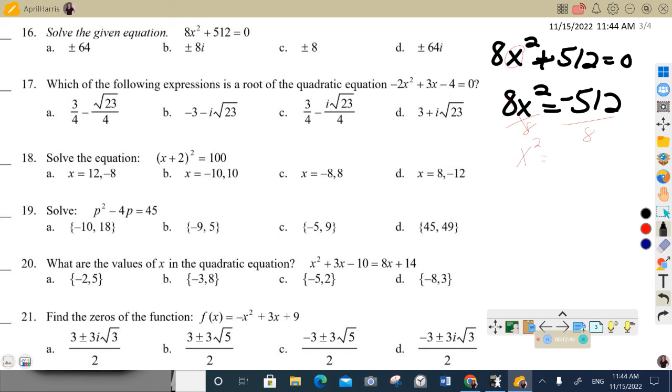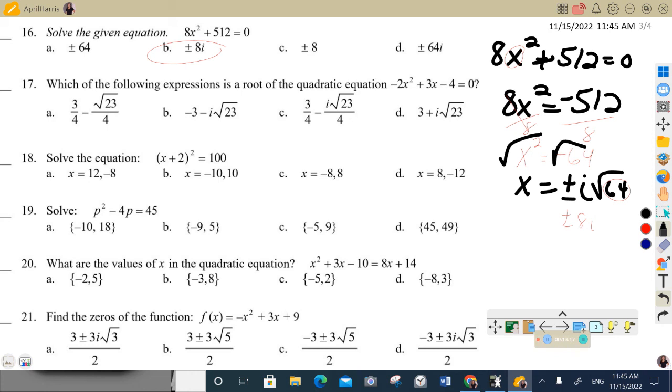And let me use a calculator here. Negative 512 divided by 8. I get negative 64. And when you take the square root of the left and the square root of the right, square root means you've got plus or minus. The square root of a negative becomes imaginary, and you're left with the square root of 64, which we should know is a perfect square, 8. So plus or minus 8i, which was the answer right there.